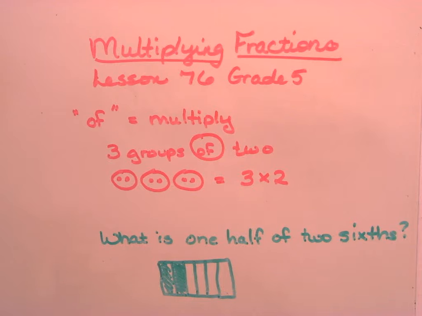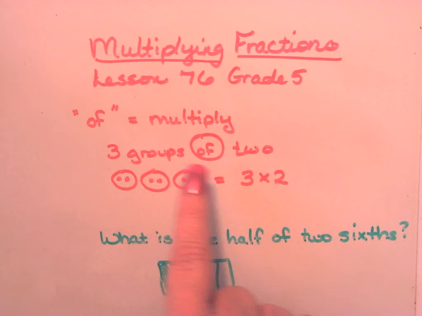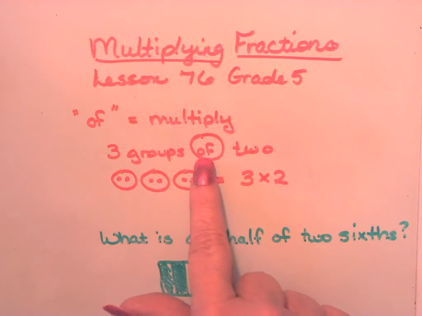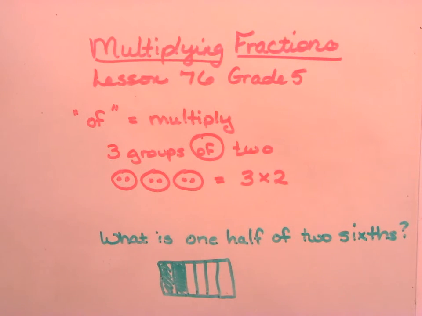All right. Well, since we're talking about multiplying, the word "of" equals multiplication. So, for example, if I have three groups of 2, that means I have 1, 2, 3 groups with 2 in each group. And that's the same as saying 3 times 2. That gives me the idea that there's a multiplication in there. Well, we're going to take a look at that for fractions now and see what that looks like if I'm multiplying fractions together.